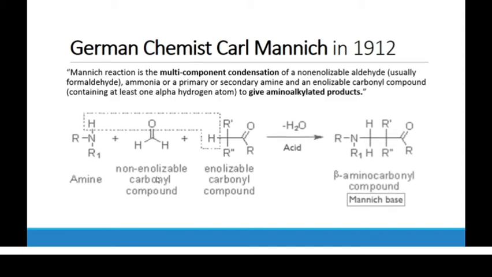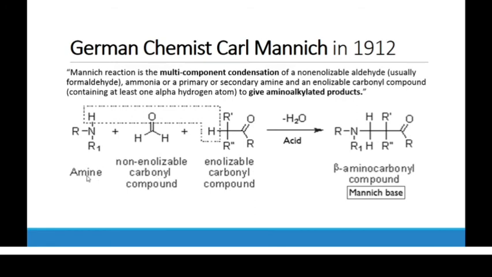Okay, so this is our reaction. This is the general equation. We have amine, we have a no alpha hydrogen compound, and we have an alpha hydrogen compound. And then with the removal of water, you have to remove hydrogen from the ionizable carbonyl compound and double bond oxygen from the non-ionizable carbonyl compound and hydrogen from amine. Then we have Mannich base, and the name is beta amino carbonyl compound. So you have to remove water in the presence of acid, you will have Mannich base.